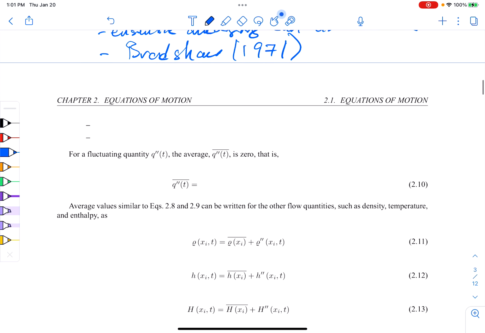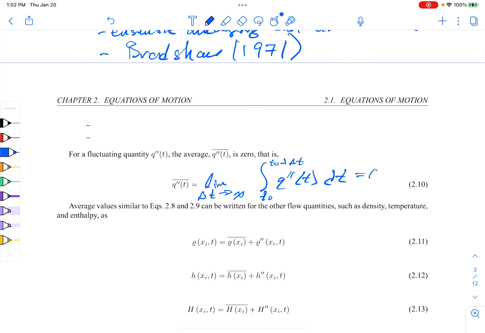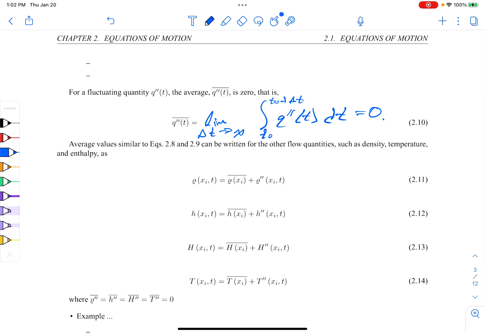Okay. Now we might say, well, once again, there's that definition, and this is the same one as before. We would be the limit of delta t going to infinity of what? An integral from, say, t naught to t naught plus delta t of q double prime of t dt. And of course, if we are averaging the traditional fluctuation, that would be 0, right? So that's pretty straightforward. So that's the limit of delta t going to infinity from t naught to t naught plus delta t of q double prime t dt is 0. And I apologize again for my writing. That's why I'm not in art or calligraphy.